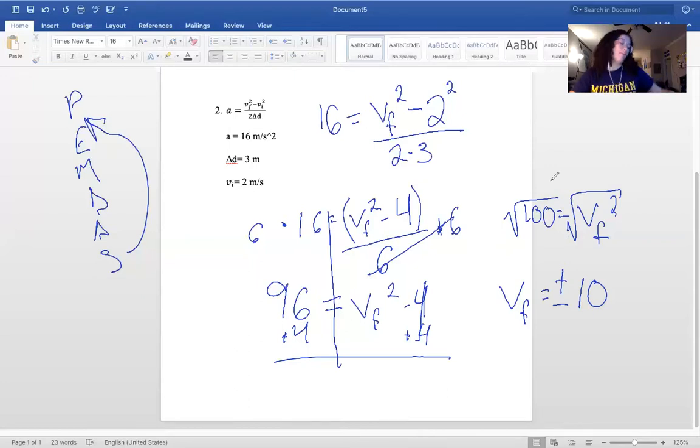Your problem, when we put these into context, will let you know if it should be a positive 10 or a negative 10. But for now, we don't know. We're just going to leave it plus or minus. And then the last thing we're going to do here, because this is still a physics problem, is we're going to slap some units on it.